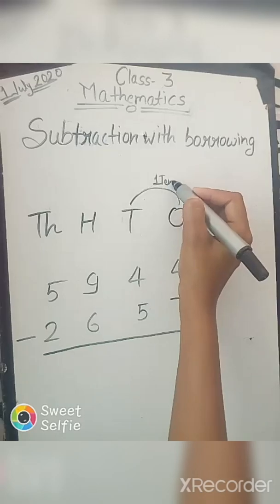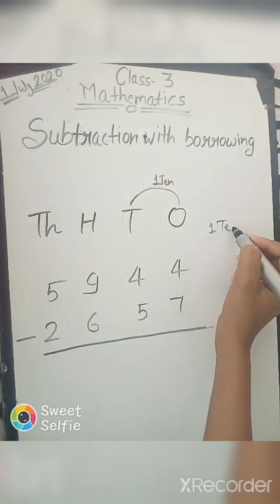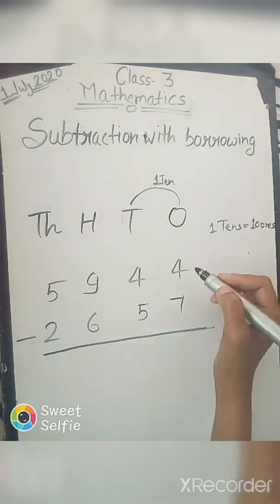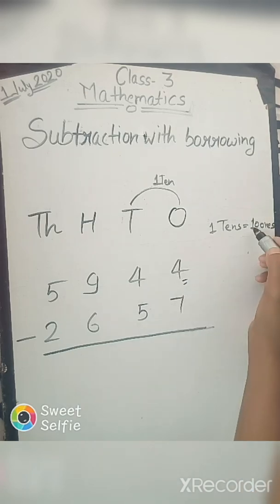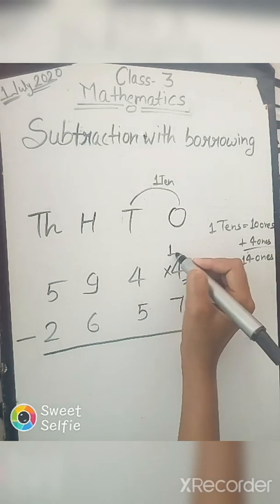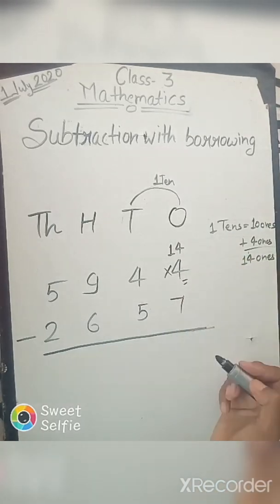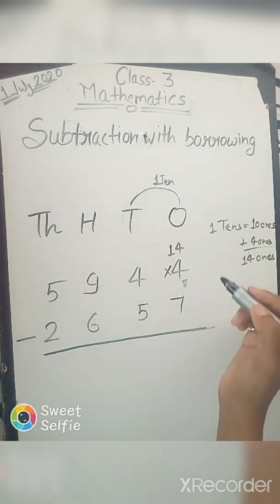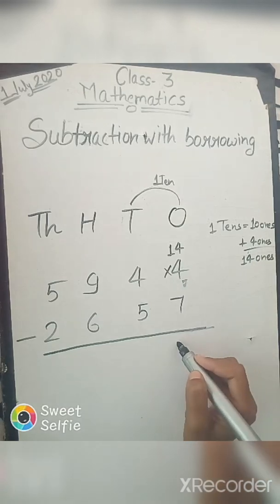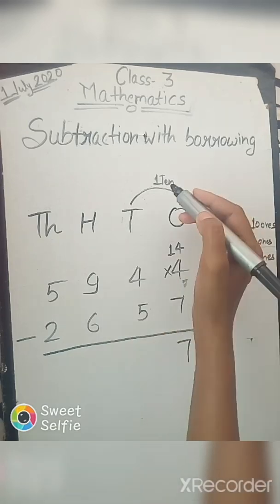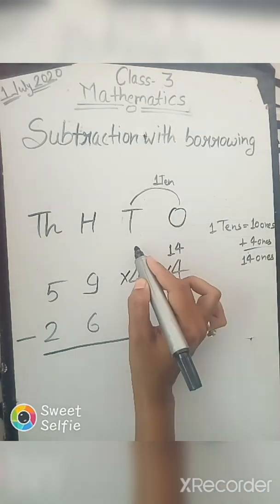And we know 1 ten is equal to 10 ones. So here we already have 4 ones. So 10 ones plus 4 ones is equal to 14 ones. Now we can subtract it. We will subtract 7 ones from 14 ones. So 14 minus 7 is equal to 7. And when 4 tens give 1 ten to ones, only 3 tens are left.